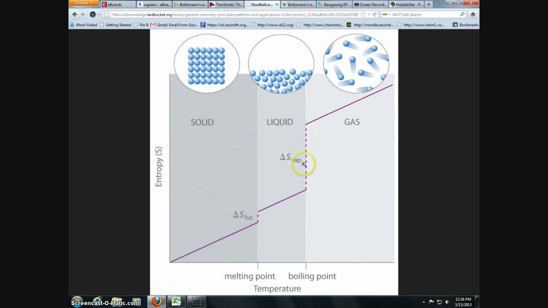Okay, and so this is a great graph to remember when we try to predict the entropy change of a certain process. Here we can predict the entropy change when we're raising the temperature, and the entropy change as we change phases.